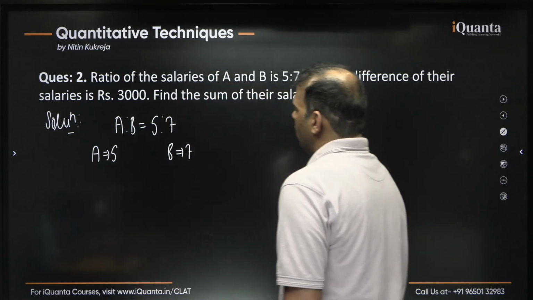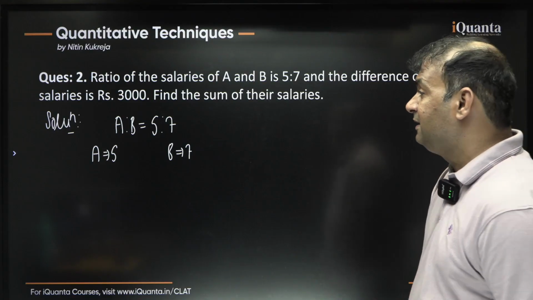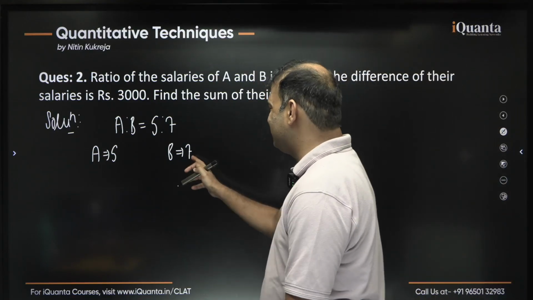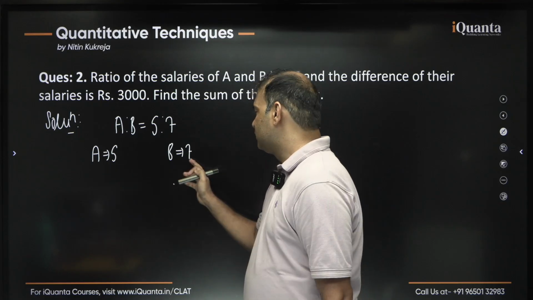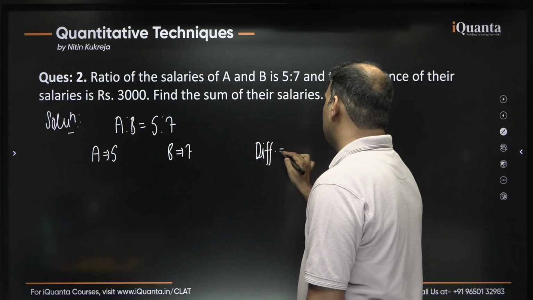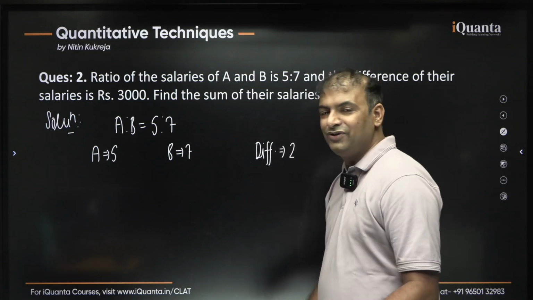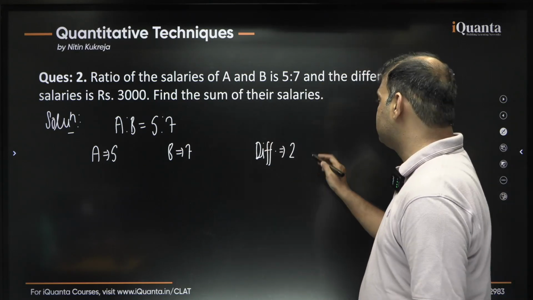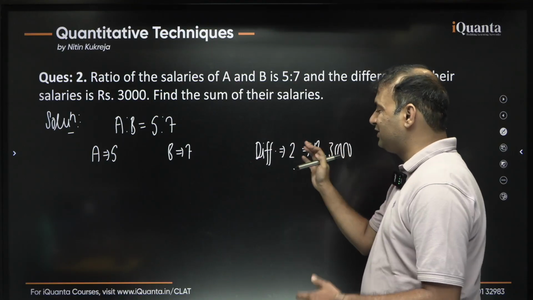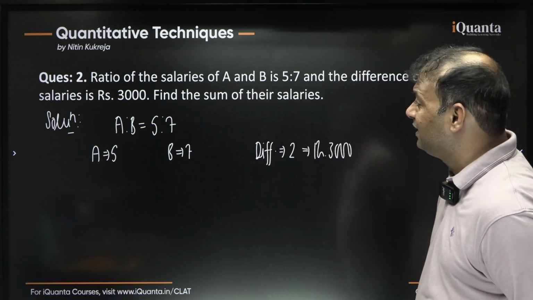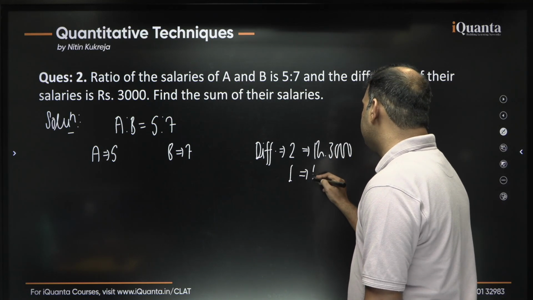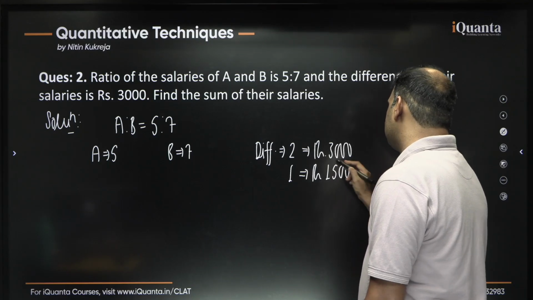All right. Now we are given the difference of their salaries, right? Guys, the difference in the assumption is how many? You can see that B's salary is more than A's, so the difference is 7 minus 5, which is 2, right? But this is again the assumed number. But in the real, the difference is how many? Rupees 3,000, right? So we can say that 2 of the assumption is 3,000 of the real. So 1 of the assumption should be 1,500 of the real, all right? 2 is 3,000, 1 is 1,500.